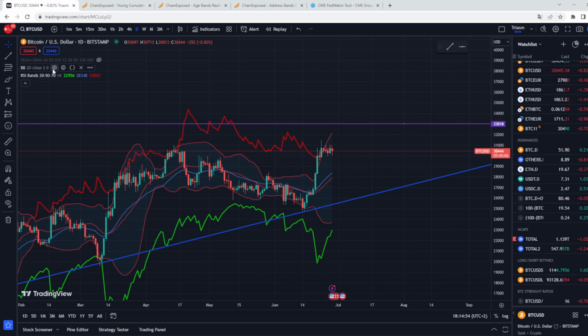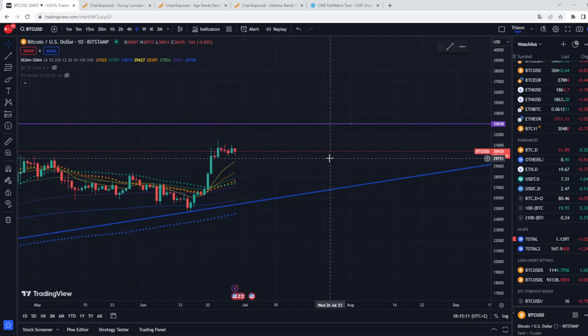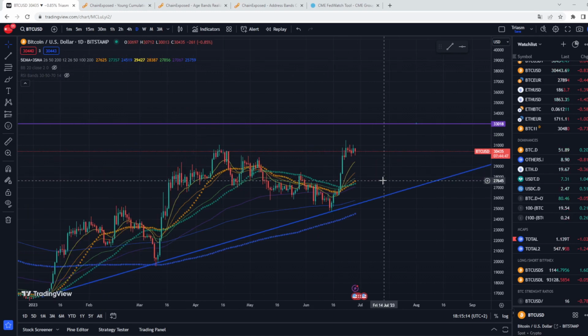And if we take out the Bollinger Bands, maybe even though the Bollinger Bands here in the middle are at 28 to 28.4, 28.5 for the middle RSI, and the middle Bollinger Band at 28. We can make an argument for the EMAs as well.